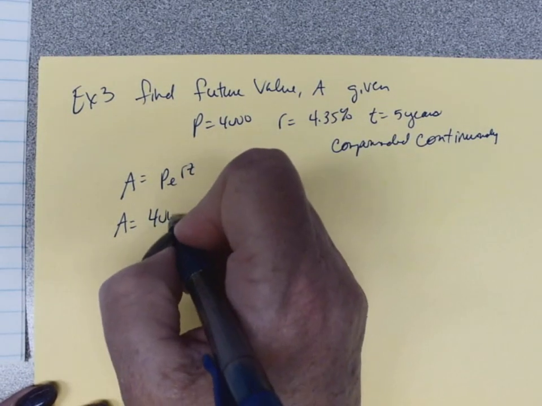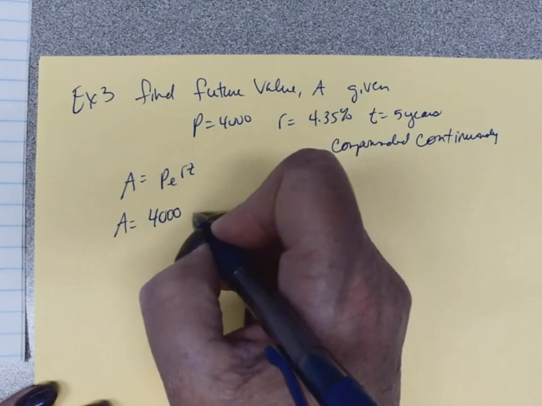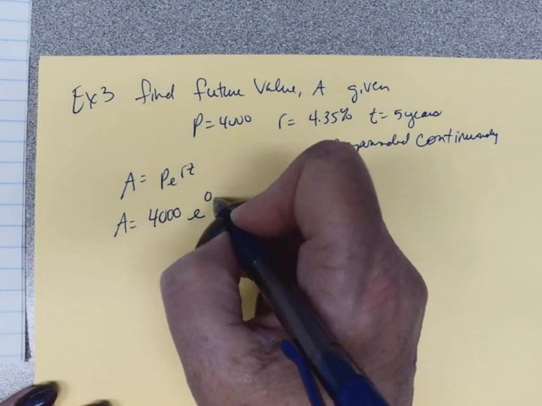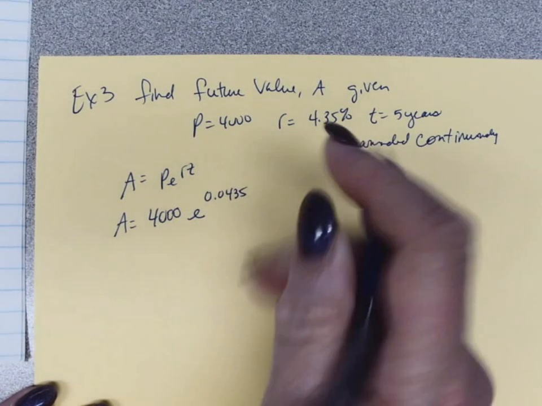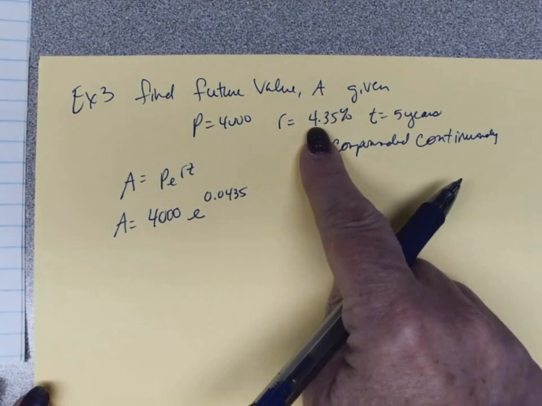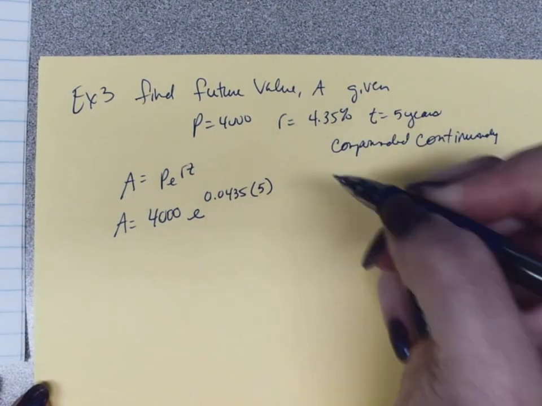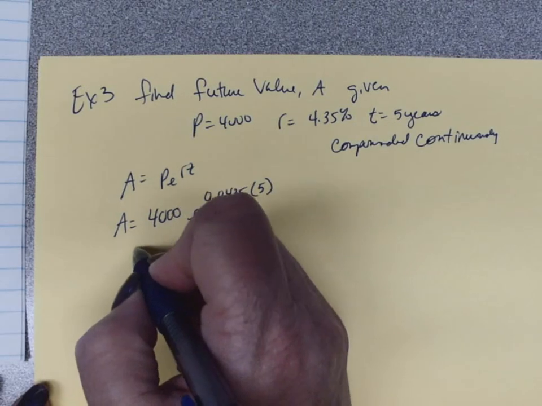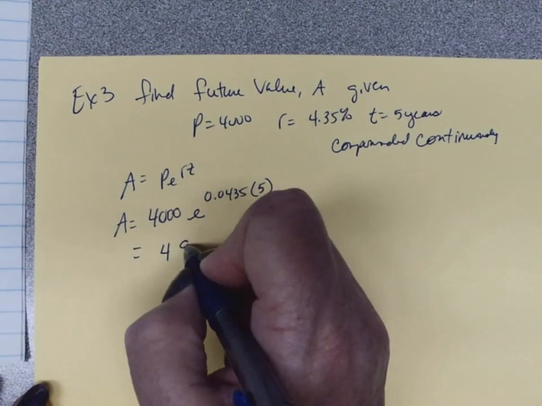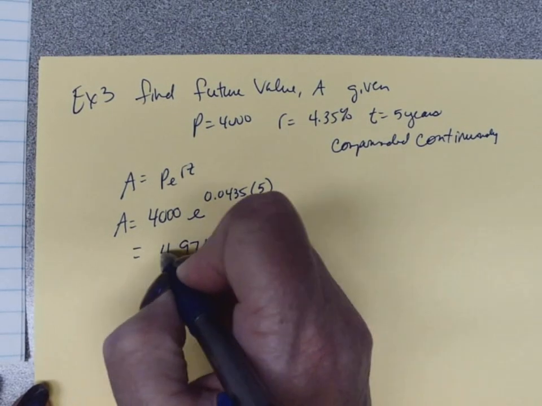Our P is 4,000 times e to the 0.0435. Again, your rate always has to be in a decimal. And then t is 5. We'll put that into our calculator and get 4,971.86.